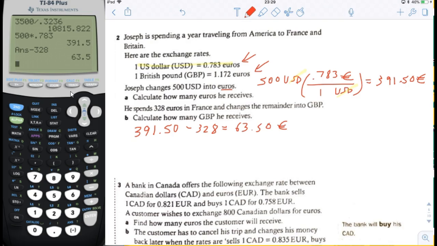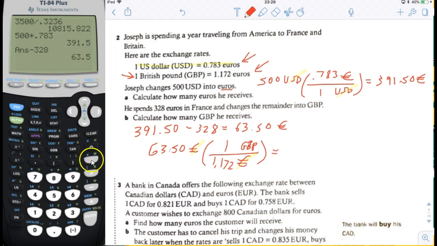Okay, but how many British pounds is he going to get back? So I'm going to change 63.50 euros into British pounds. What is my domino going to have in it? It's going to have euros on the bottom so that I can cancel out the euros. And on the top, I'm going to have GBP. Do I have an exchange rate between GBP and euros? Sure I do. It's right there. So 1 GBP and 1.172 euros.